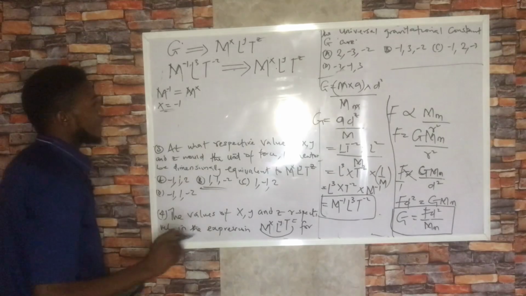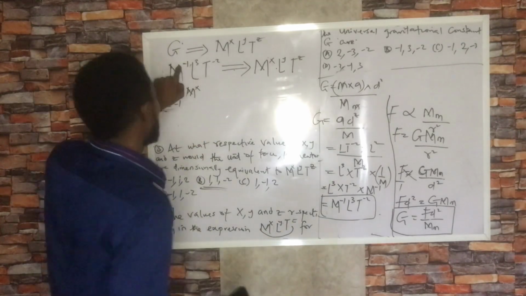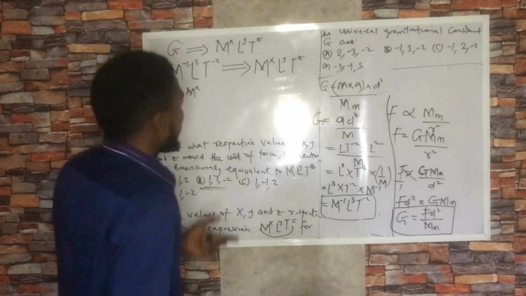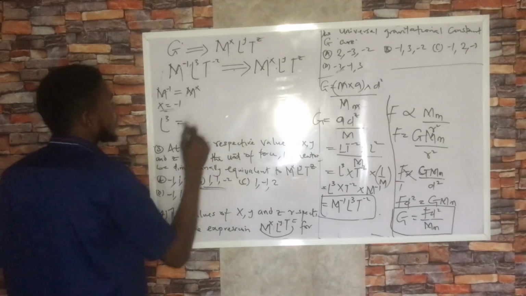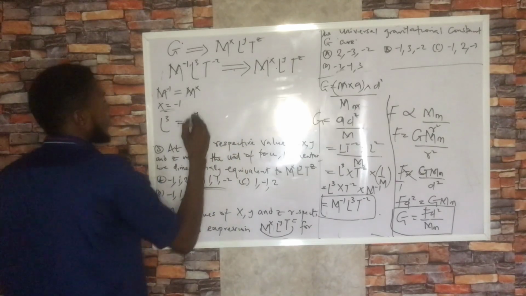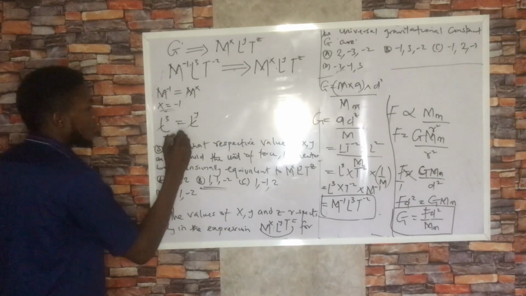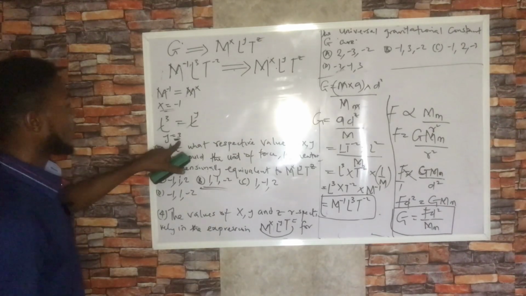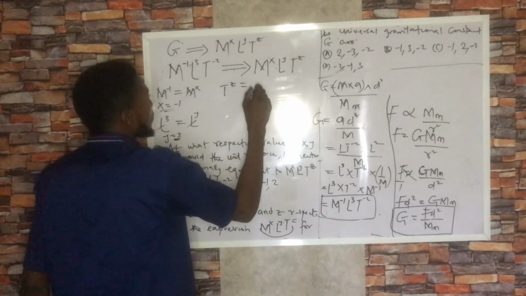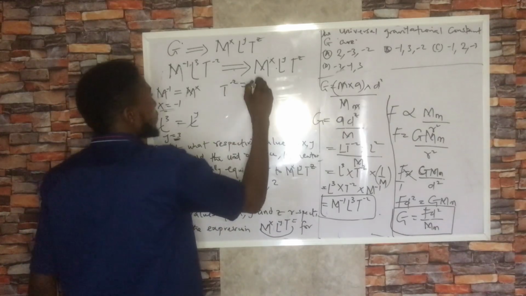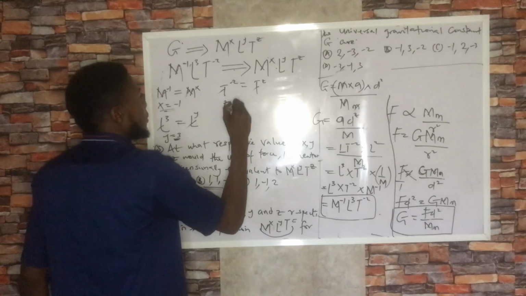So x is automatically minus 1. For you not to go through this stress, you can just say your x is equal to -1, y is equal to 3. But if you want to express yourself, L raised to power 3 is equal to L raised to power y. The bases are equal, but the powers are not, so you can cancel them out. Y is equal to 3. So x is -1, y is equal to 3. Then t raised to power z is equal to t raised to power -2. So you can cancel them out. Then z is equal to -2.